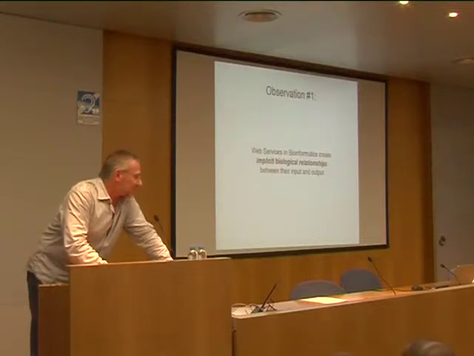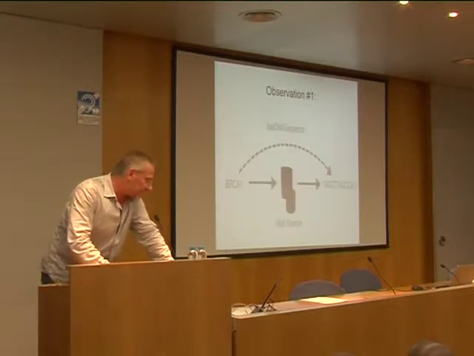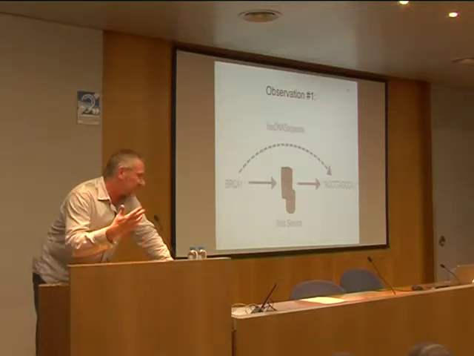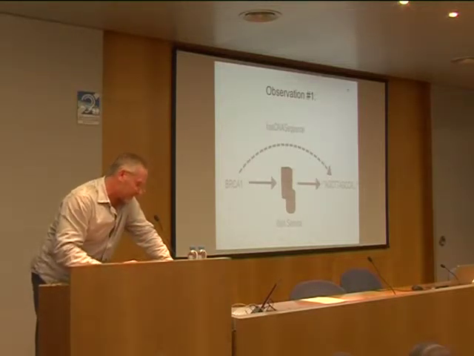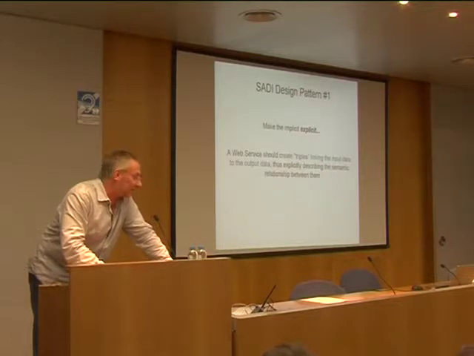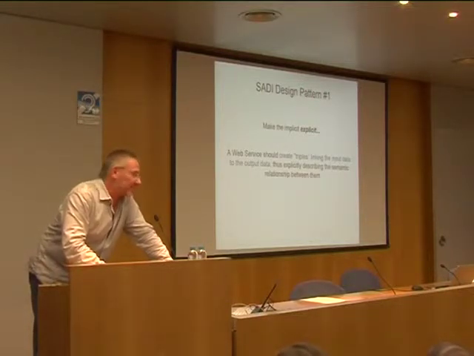Observation number 1 is that web services in bioinformatics create implicit biological relationships between their input and their output. What do I mean by that? Here's an example of a very common web service: you give me a gene ID, and I'll give you the DNA sequence. The implicit relationship there is that this gene has this DNA sequence. So what we say in our design pattern is make that implicit relationship explicit. The web service should create triples that link the input data to the output data, thus explicitly describing the semantic relationship that it is exposing.